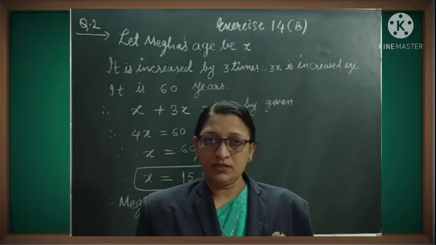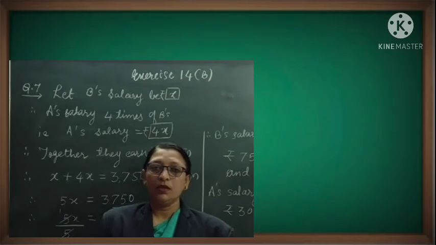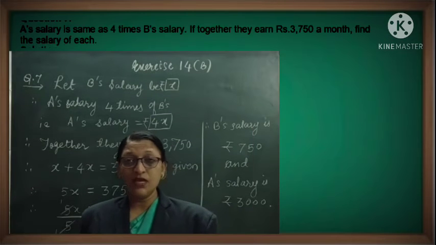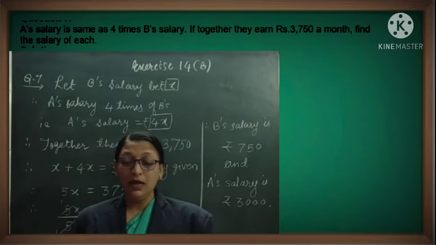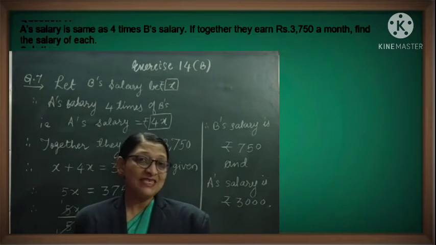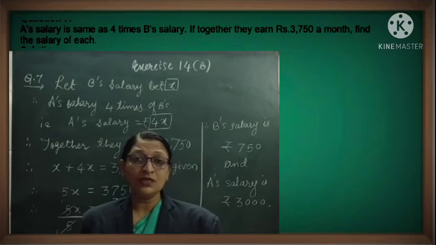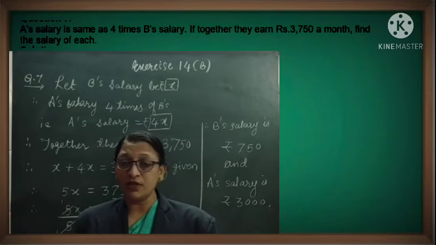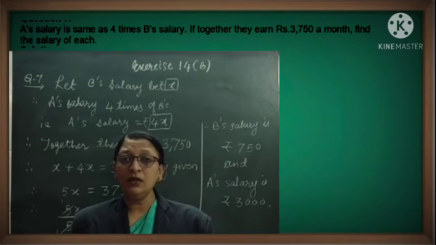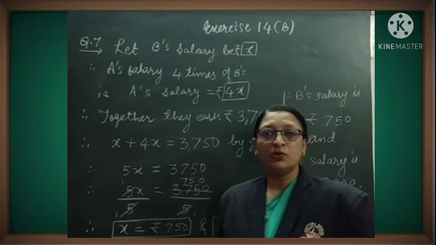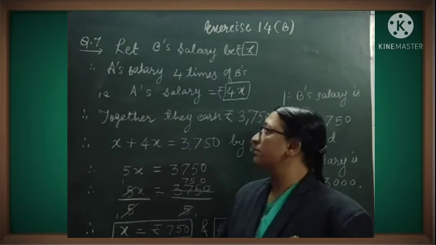Let us move to the next example. Here we go with question 7. A's salary is same as 4 times of B's salary. If together they both earn rupees 3,750, find out salary of A and B. Here we go with the solution of question 7.